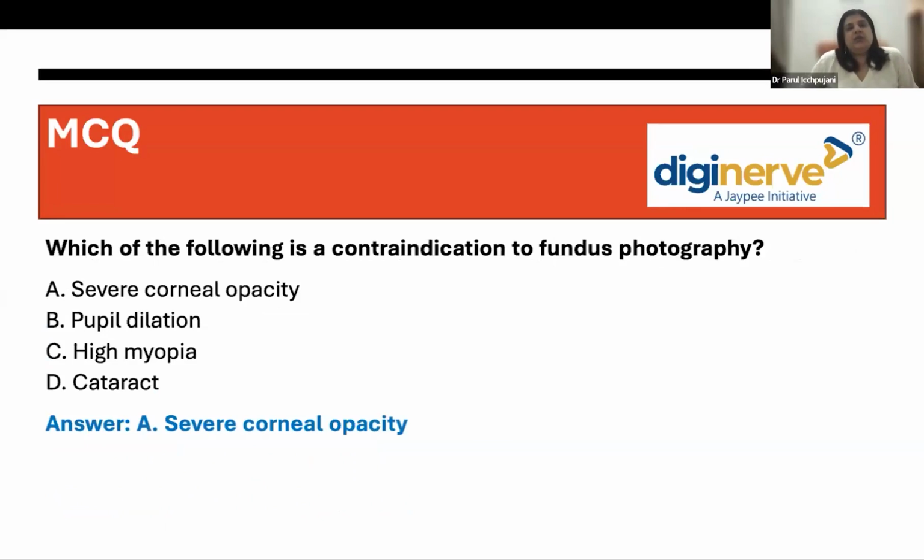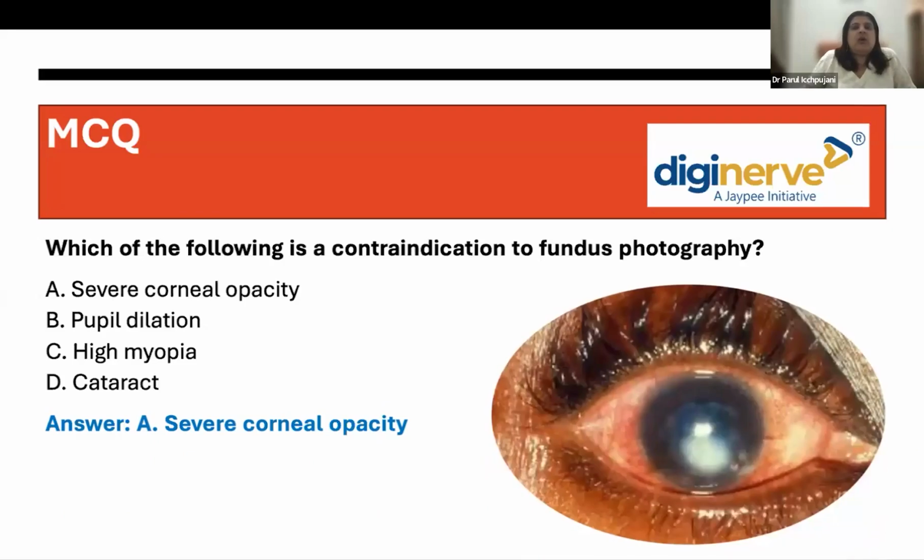The next question is, which of the following is a contraindication to fundus photography? Now, in fundus photography, we are trying to click a picture of the retina. So the light has to be able to pass through the cornea, the pupil, the lens, the vitreous to be able to capture the retina. So if there is a severe corneal opacity, how will you be able to assess what is happening behind that corneal opacity? So a corneal opacity is a contraindication to getting a good fundus photograph.